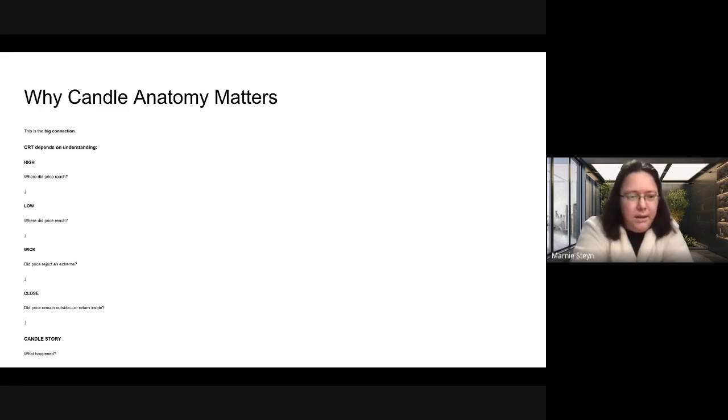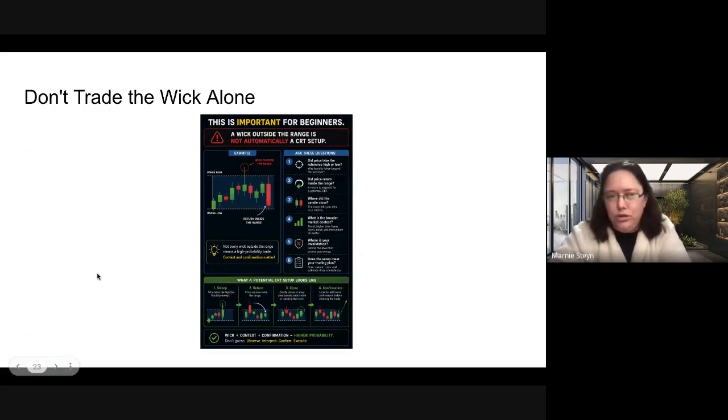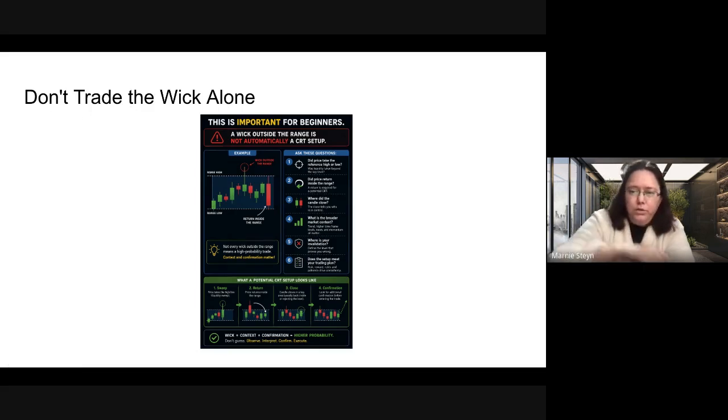I will show you guys now. Did price remain outside or return inside? Okay, and then you can look towards the candle's story. So don't trade the wick alone. A lot of people will look toward price wicking and then they'll come in, and when the wick comes back inside, they just take the trade. No, you want to see a nice sweep outside of the area, price returning back into that area. Okay, so a wick outside the range is not automatically a CRT setup.